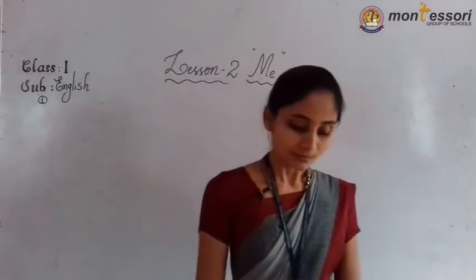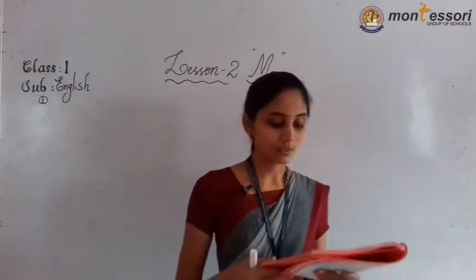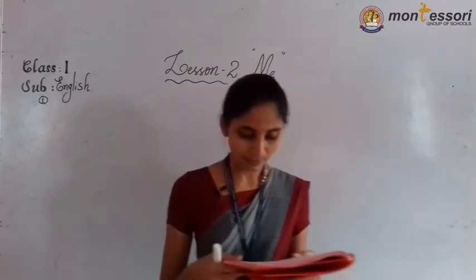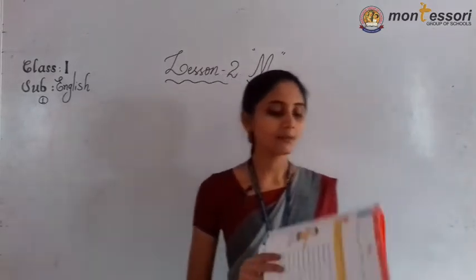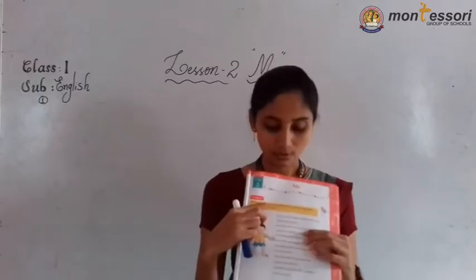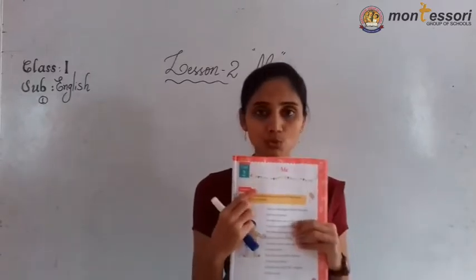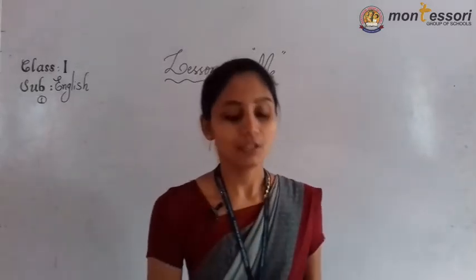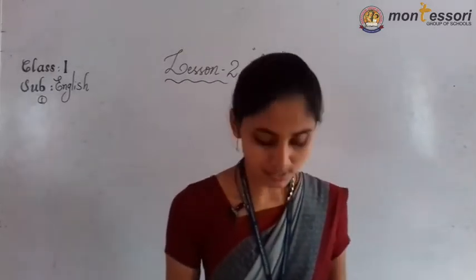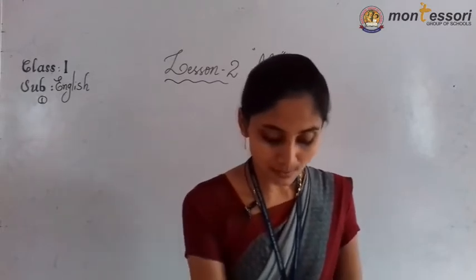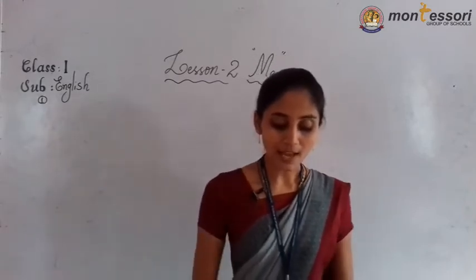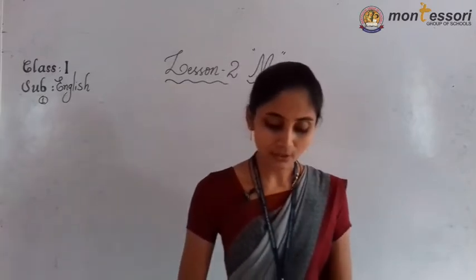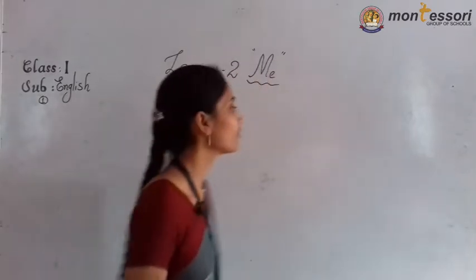Now, open textbook page number 9. All of you open the textbook page number 9. See, unit 2. That means lesson 2, Me. Me means about ourselves. We are going to learn about ourselves. First, I have 10 little fingers and 10 little toes. All of you listen here.